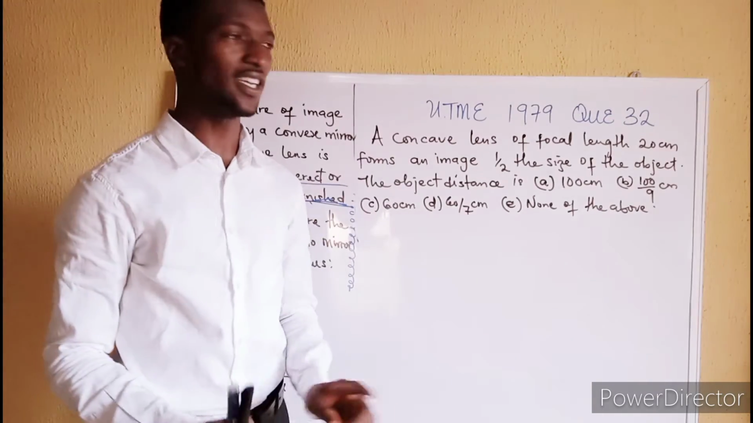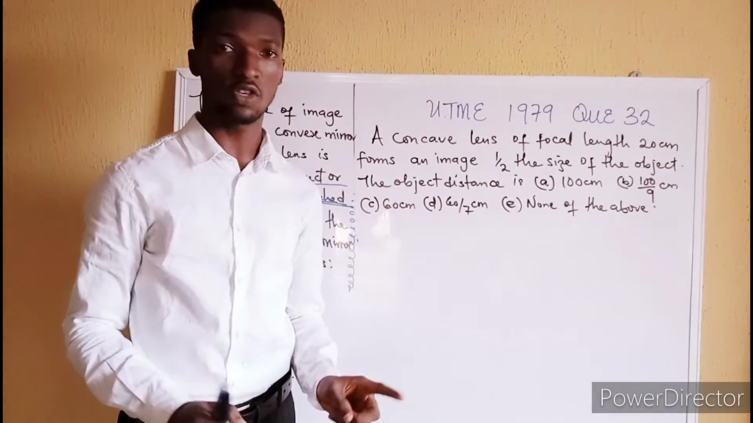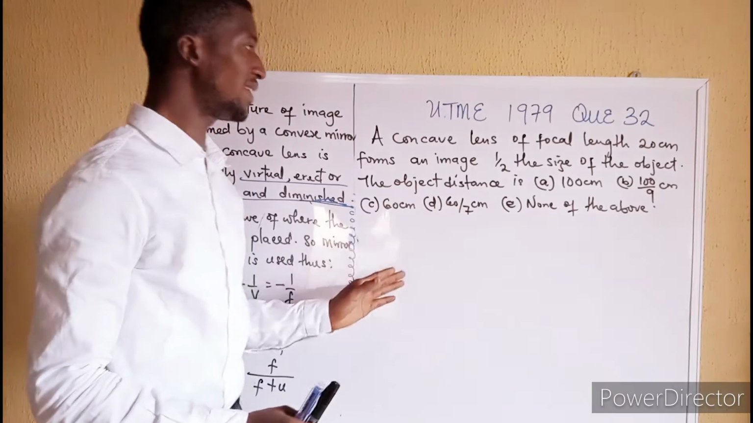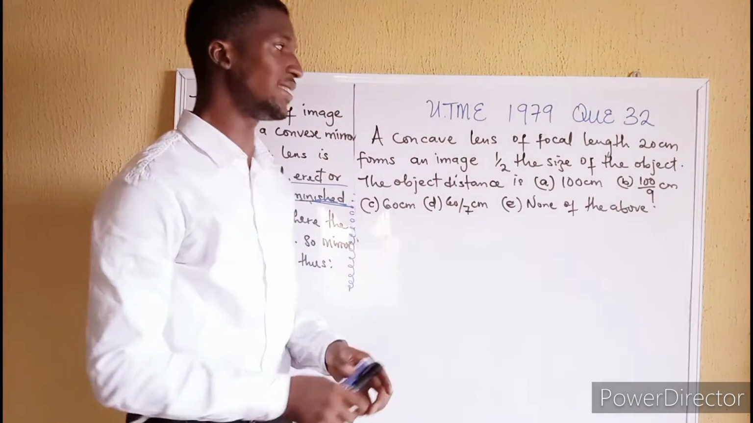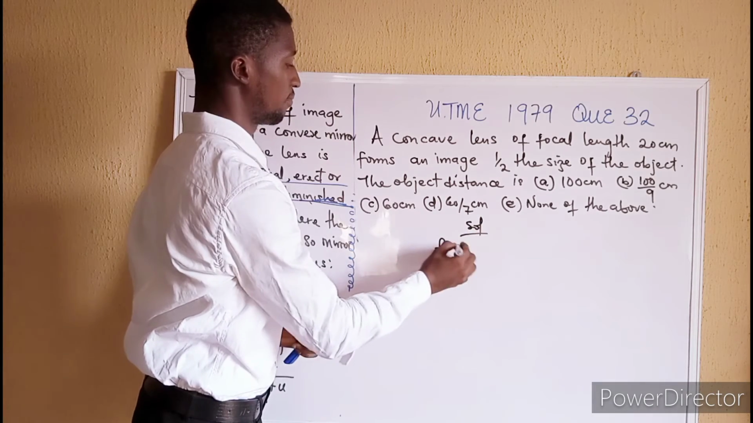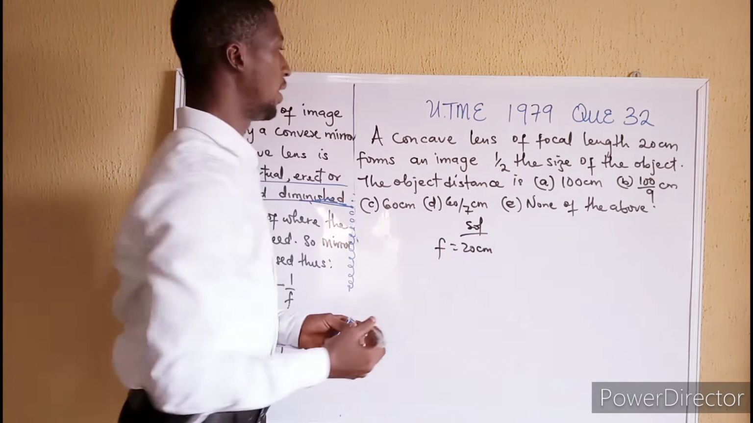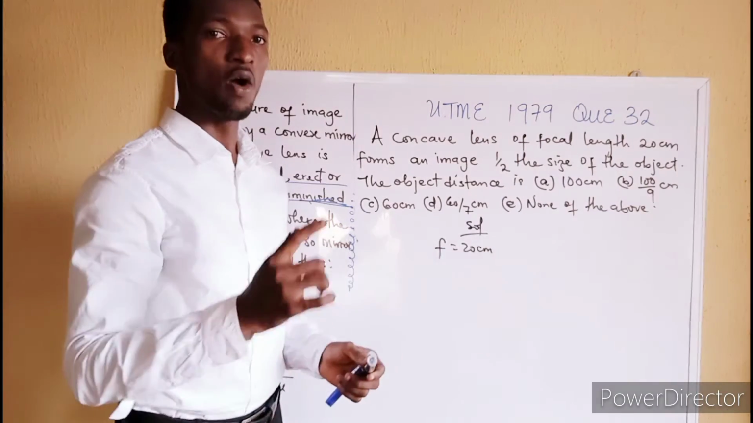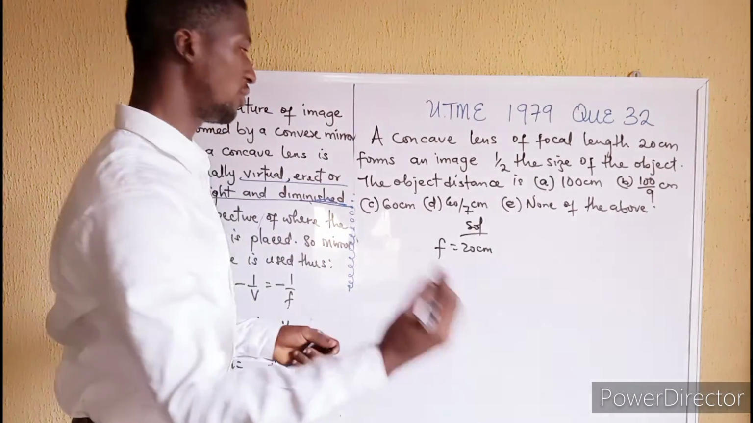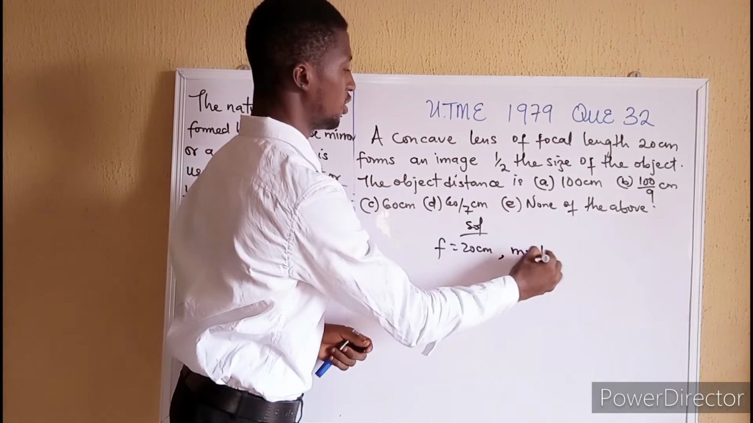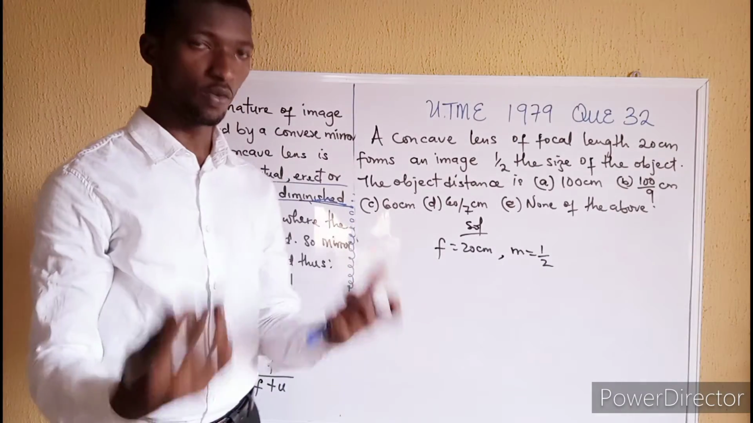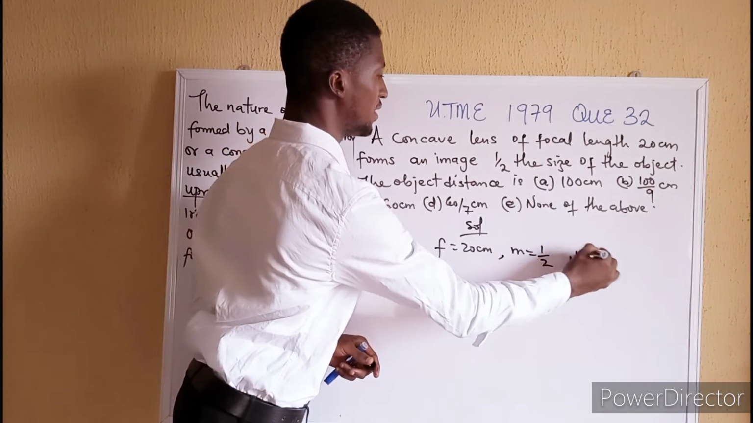Here is another question taken from UTME past question 1979, question 32. The question states that a concave lens of focal length 20 centimeter forms an image 1/2 the size of the object. I've told you that whenever you have the number of times like that, it means your magnification. So magnification is 1/2 the size of the object. The object distance is what? So here we're looking for the object distance.